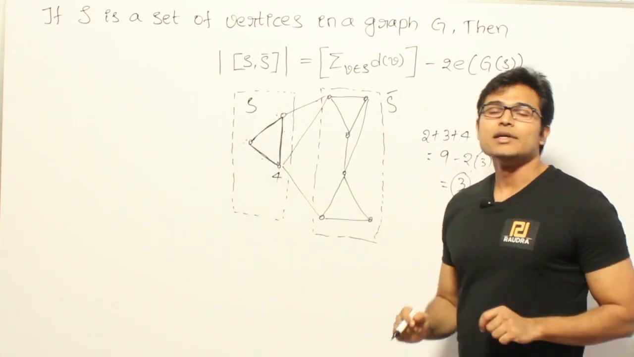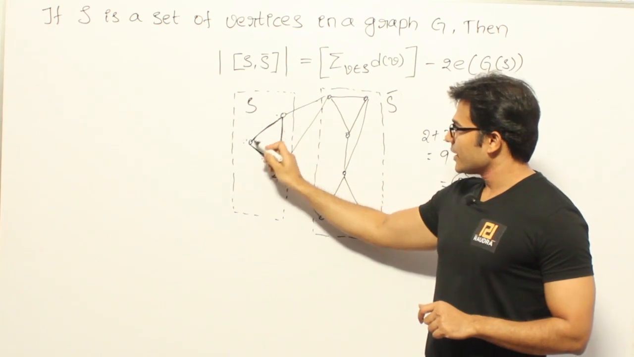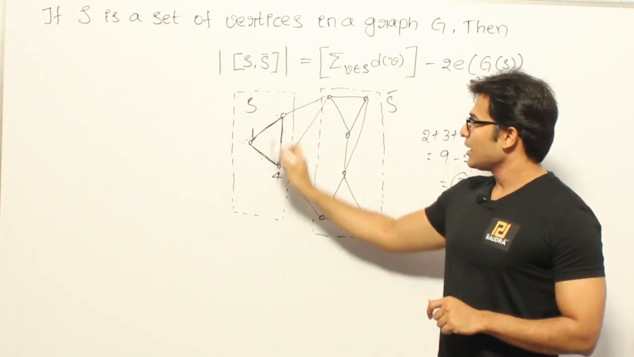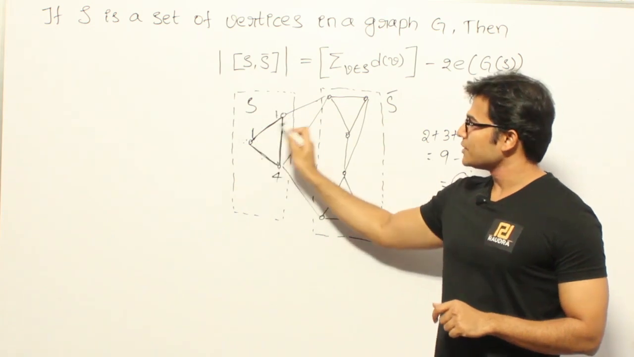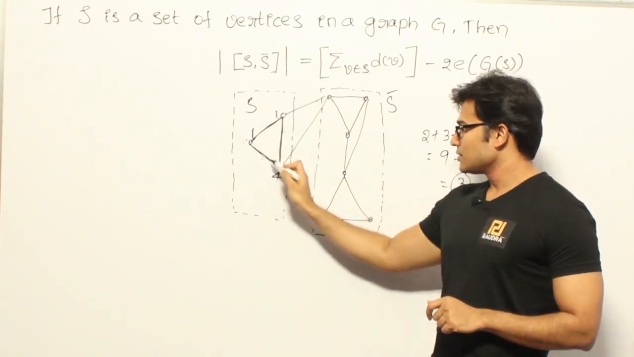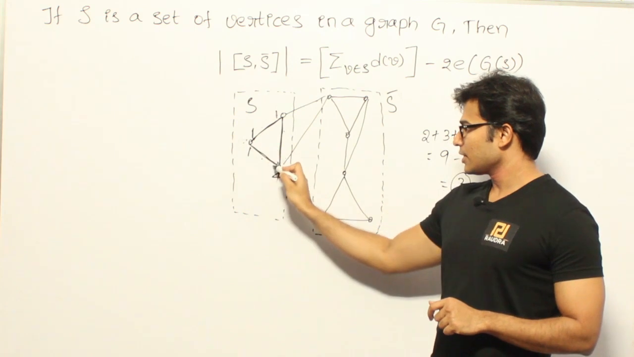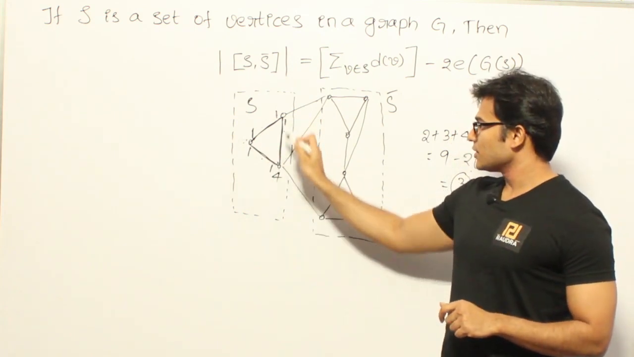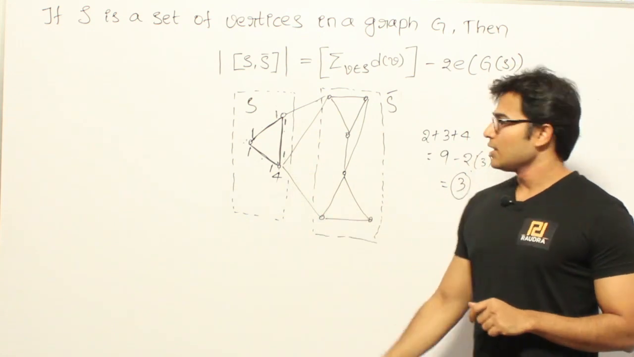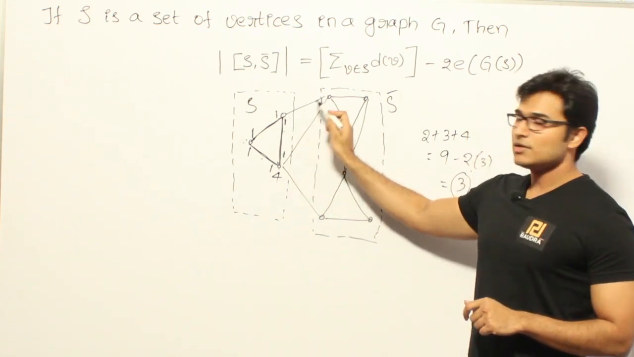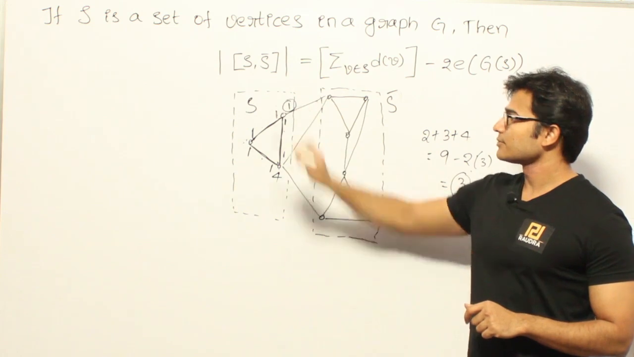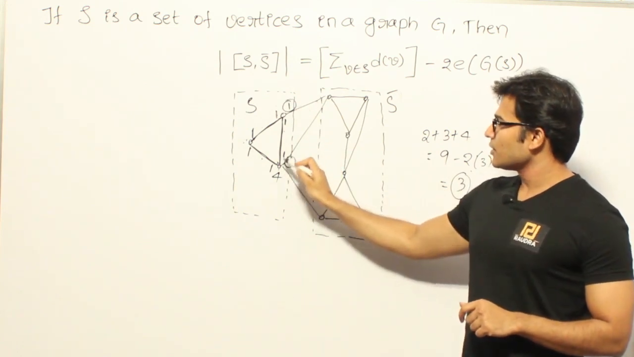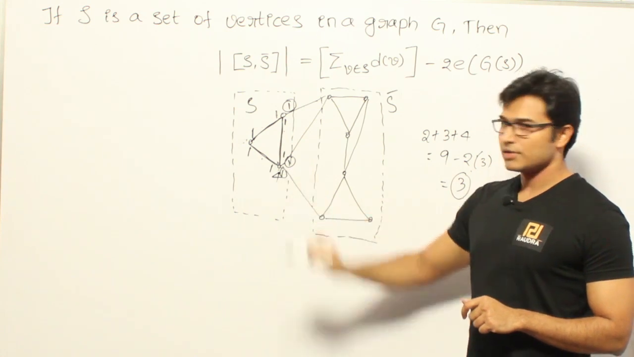Now how do I get the degree sum? This edge is going to give you a degree of 1 here and a degree of 1 here, only this edge, right? And this edge is going to give you a degree of 1 here and degree of 1 here, right? And this edge is going to give you a degree of 1 here and degree of 1 here, right? Now if you look at this edge, it is also going to give you a degree of 1 here, isn't it? And if you look at this edge, this is also going to give you a degree of 1 here, this edge 1 here, right?